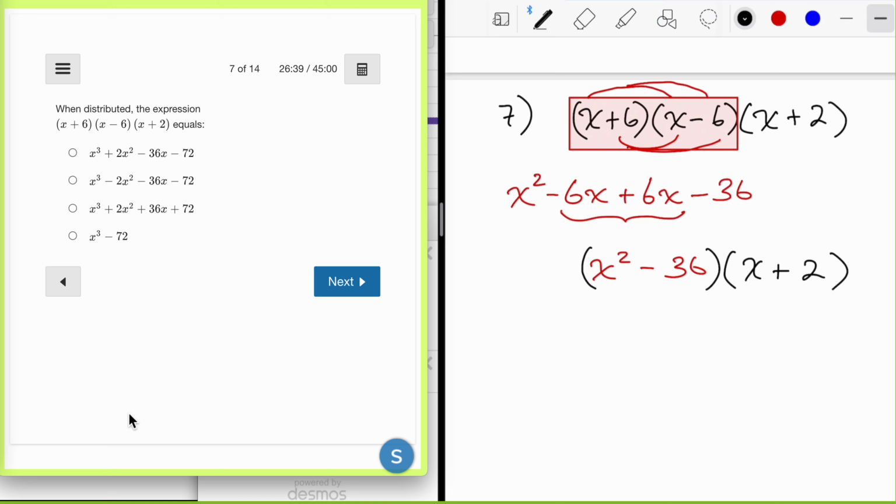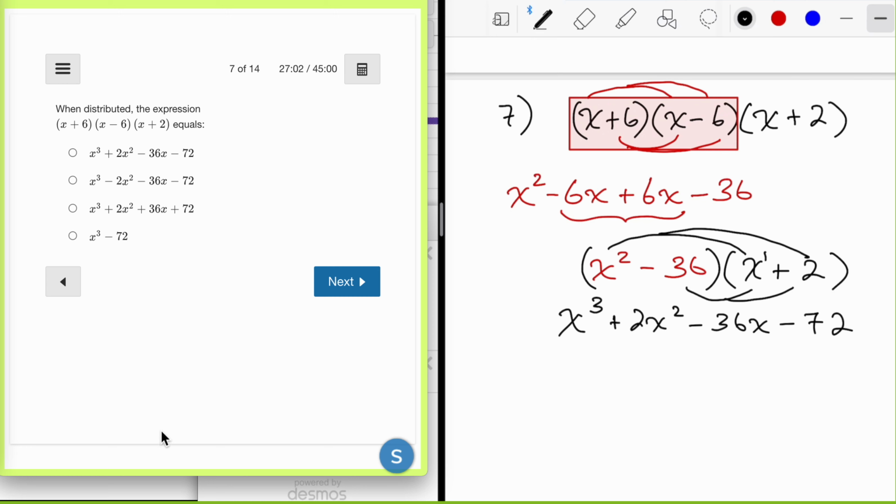So I'm going to take my x squared multiplied by x squared multiplied by 2. So keep the base, add the exponents, x to the third plus 2x squared minus 36x minus 72.